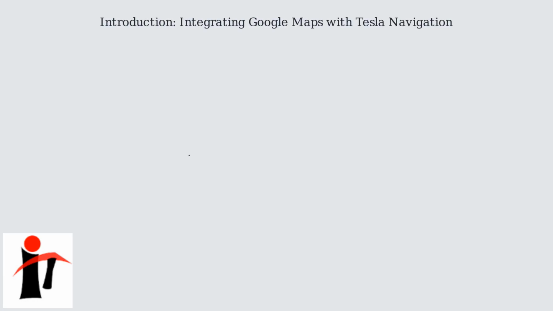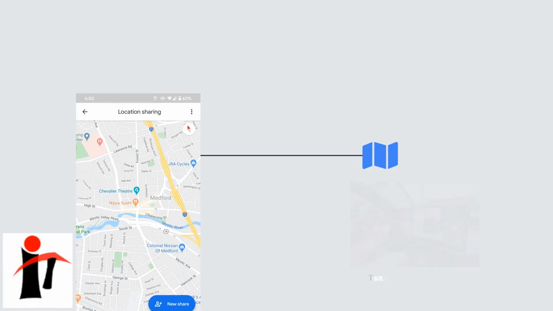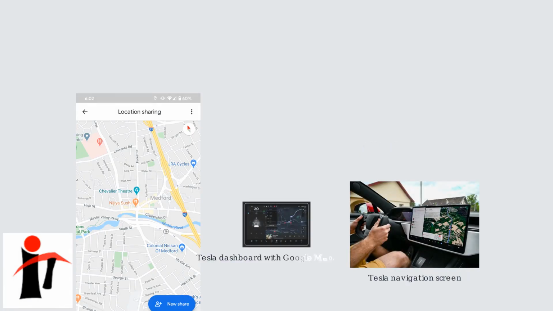As of December 8th, 2025, Tesla vehicles seamlessly integrate with Google Maps. This video demonstrates how to send locations from Google Maps on your phone directly to your Tesla's navigation system and how to run the Google Maps app directly on your Tesla's screen. This allows you to leverage Google Maps data with Tesla's EV-specific routing.